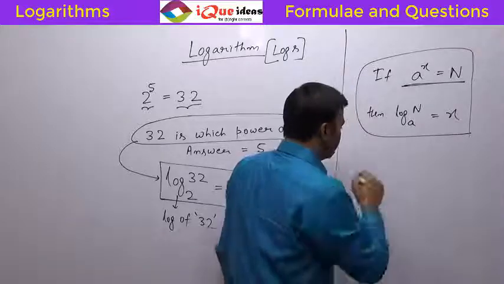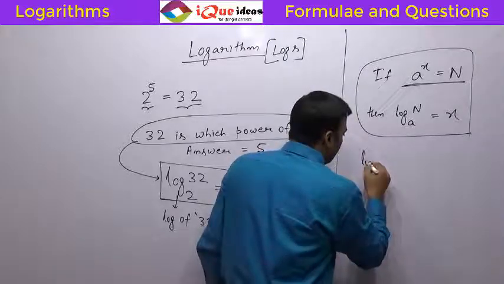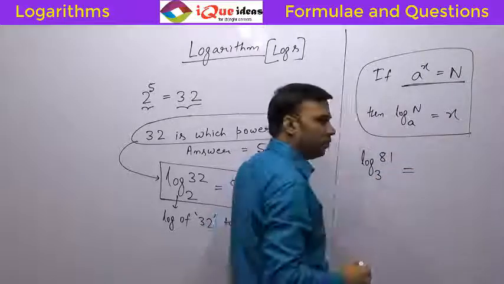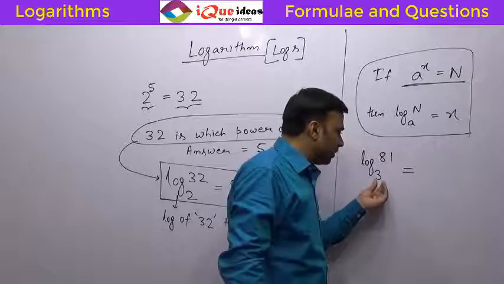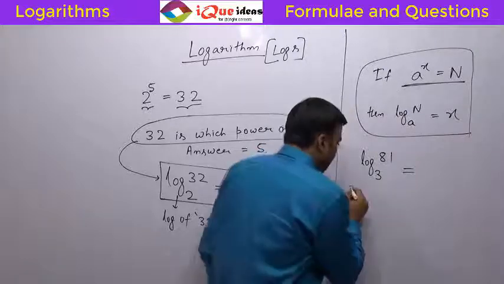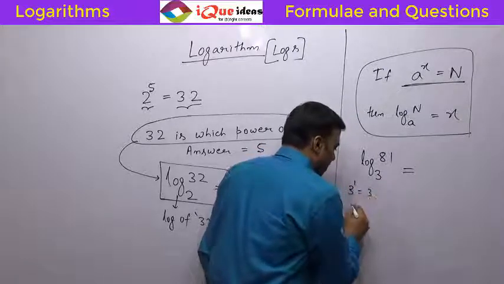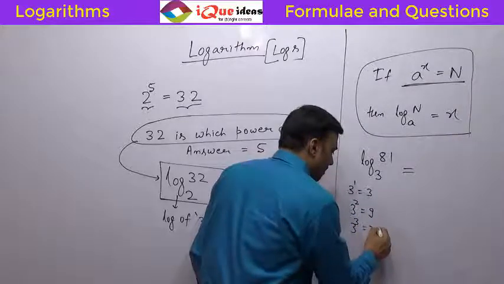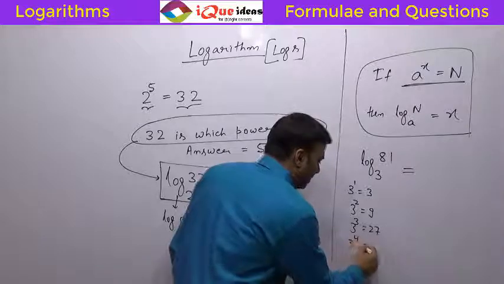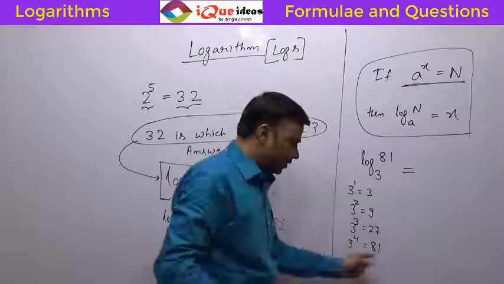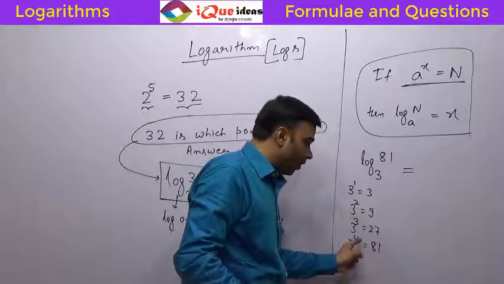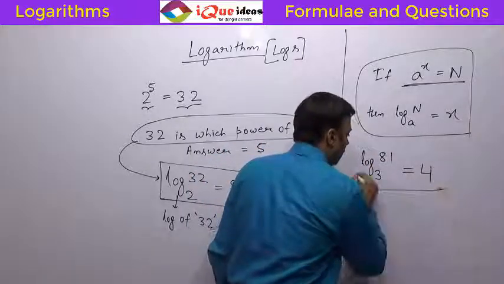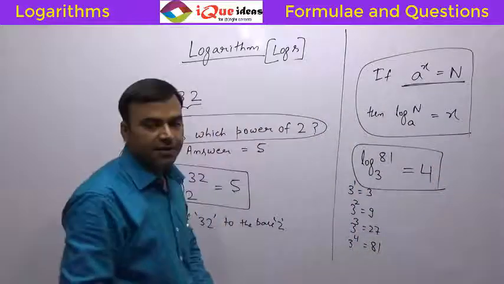Let's take some examples. If I have log of 81 to the base 3, how much is it equal to? It's a very simple thing. You think about the powers of 3. 3 raised to the power 1 is equal to 3. 3 raised to the power 2 is equal to 9. 3 raised to the power 3 is equal to 27. 3 raised to the power 4 is equal to 81. So 81 is 3 to the power 4, so log of 81 to the base 3 is equal to 4. This is how logs are defined.